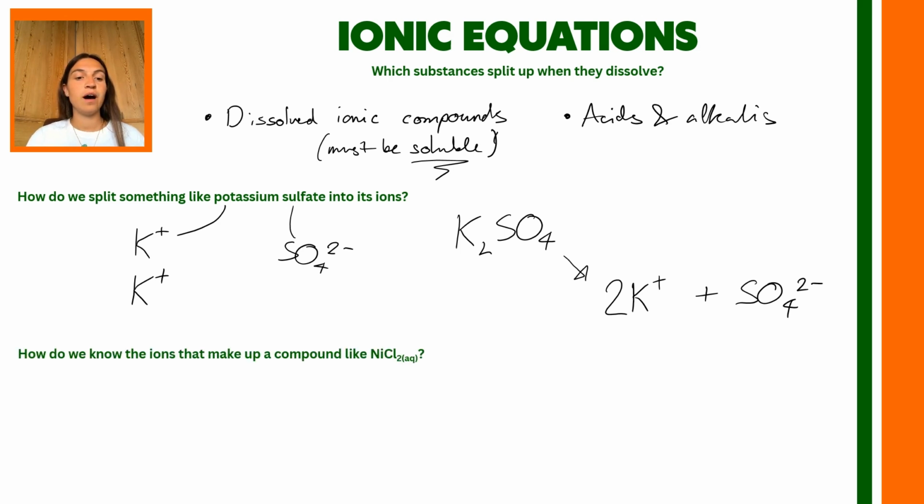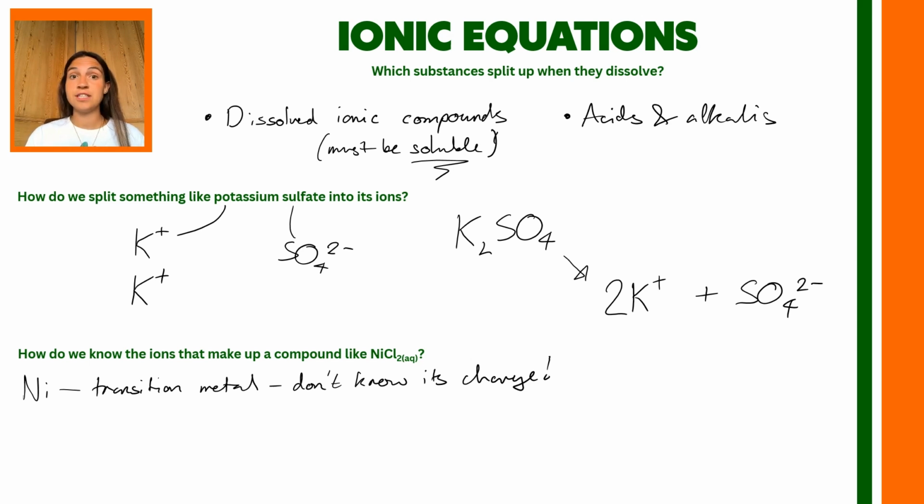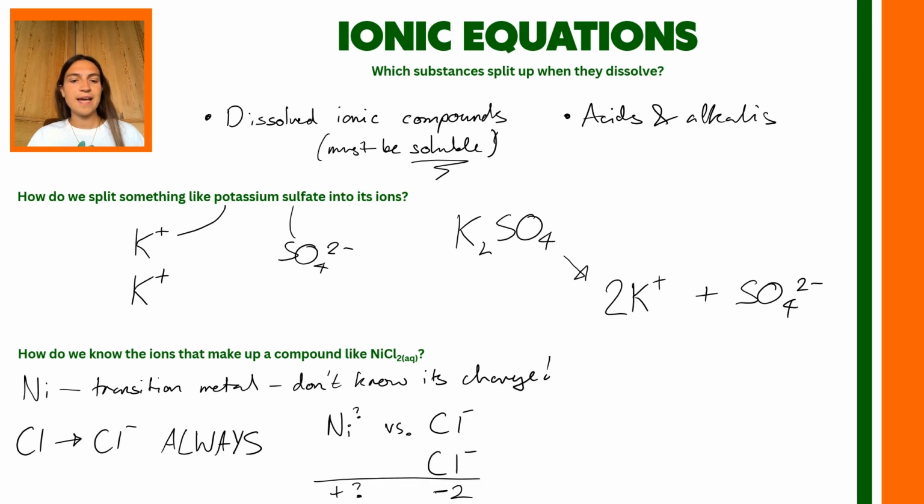How do we know the ions that make up a compound like NiCl2? So nickel, we don't know its charge because it's a transition metal, so I can't figure it out from my periodic table. But we do know the charge of a chloride ion, and it's always just got a negative charge. Because it's in group 7, it will gain one electron to fill its outer shell, so it's always just -1 negative charge.